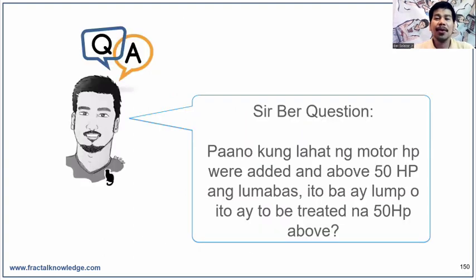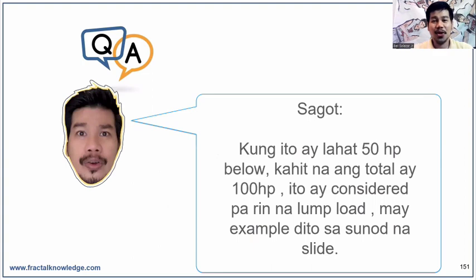Sir, paano kung lahat ng motor na horsepower were added and more than 50 horsepower ang lumabas? Ito ba ay lump or ito ba ay treated as 50 horsepower above? Very good question again. Okay, let me answer that. Sagot, kung ito ay lahat ay 50 horsepower below, kahit na ang total ay 100 horsepower, ito ay considered pa rin na lump load.